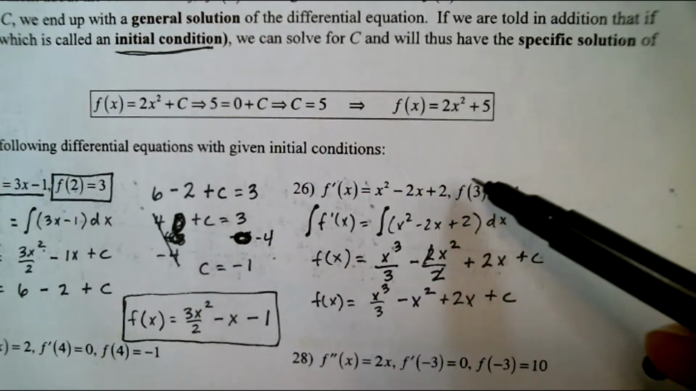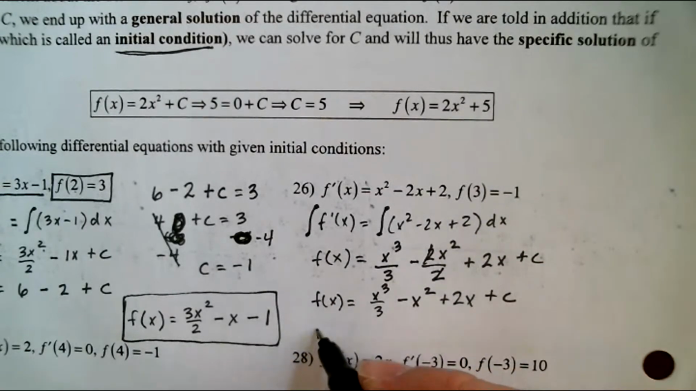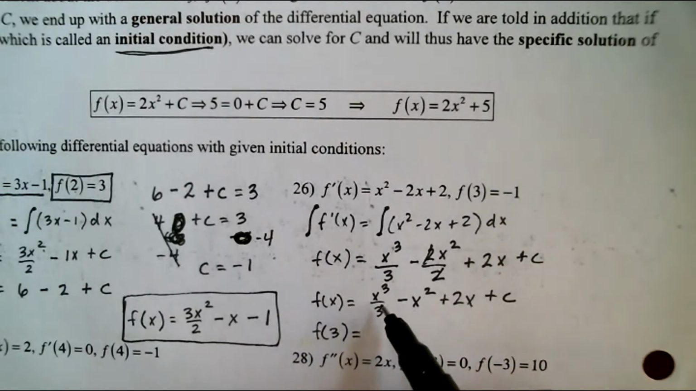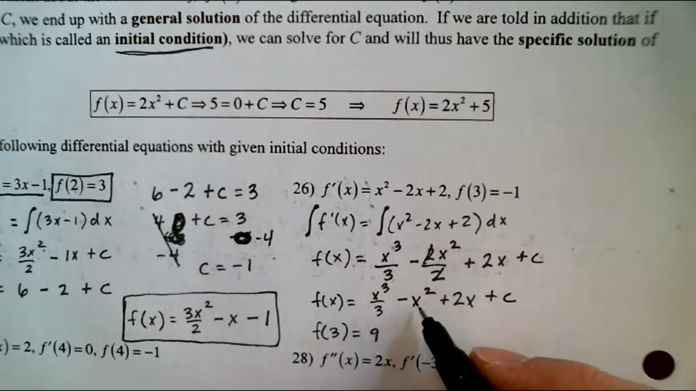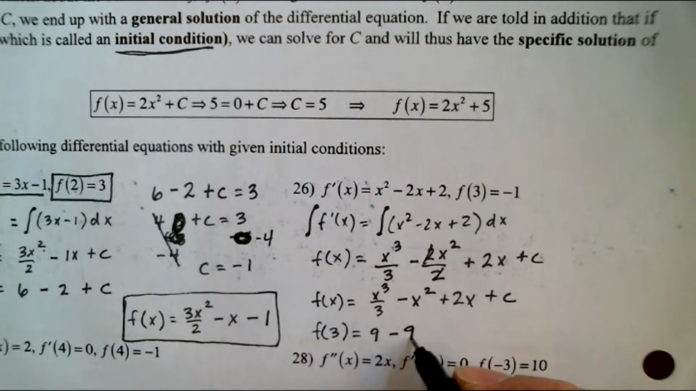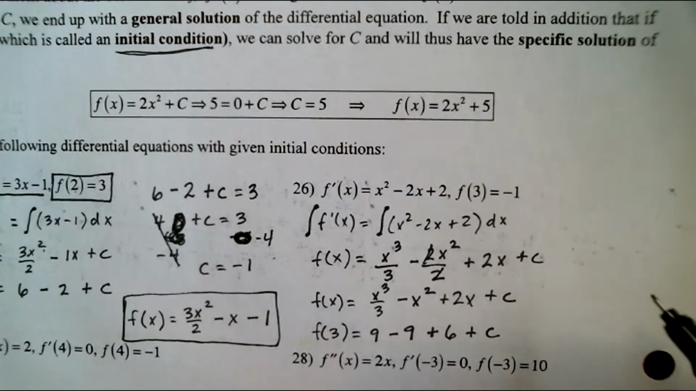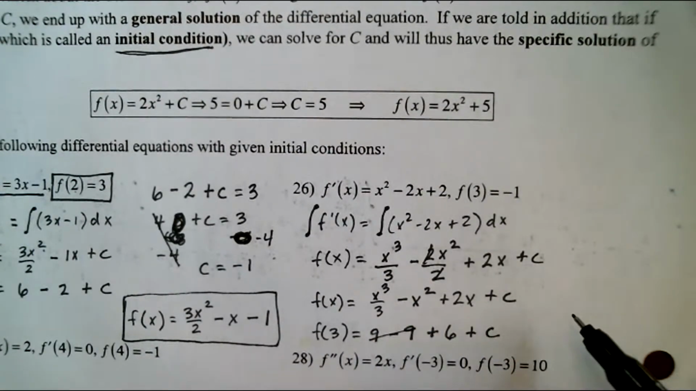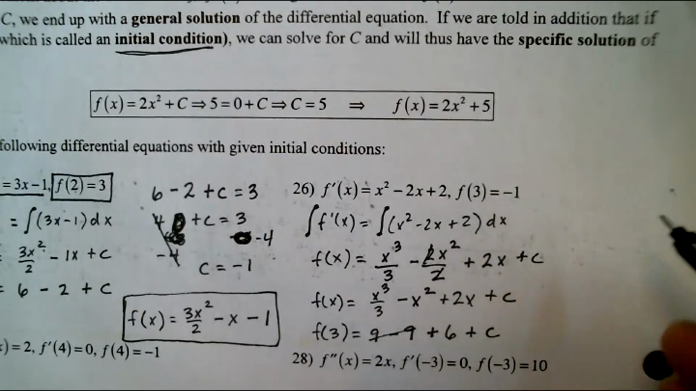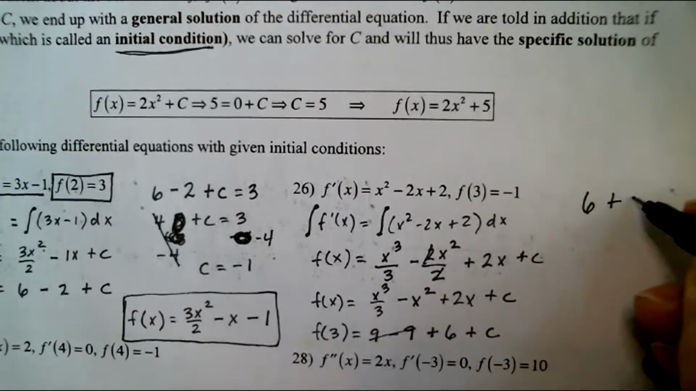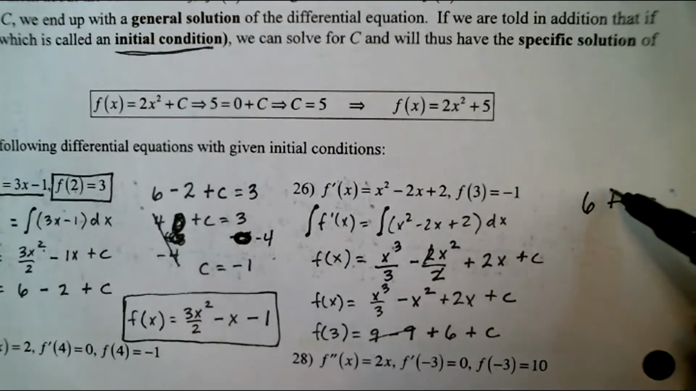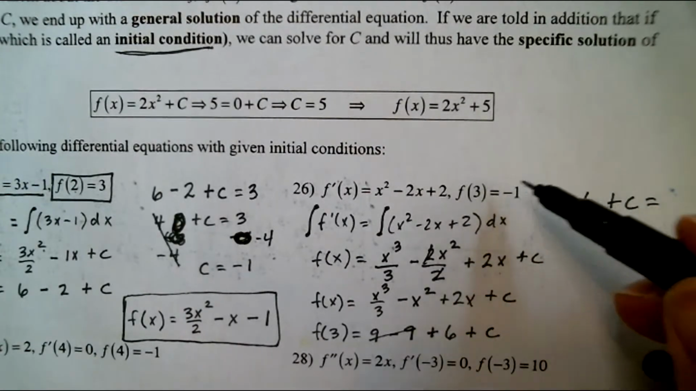But given the stipulation that f of 3 is equal to -1, we plug 3 in. F of 3 is equal to 3 cubed is 27, 27 over 3 is 9, minus 3 squared, which is 9, plus 6 plus c. So this is f of 3. We know that's going to cancel. So we just set that equal to what we have here: 6 plus c is equal to what f of 3 is, and we set it equal to -1.